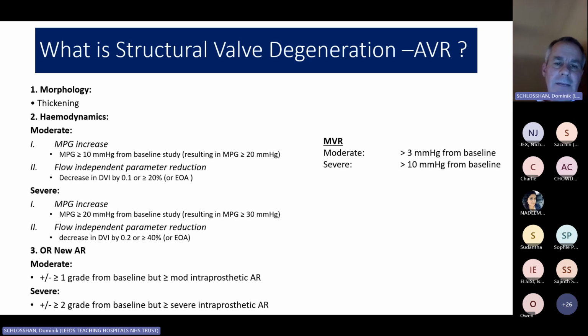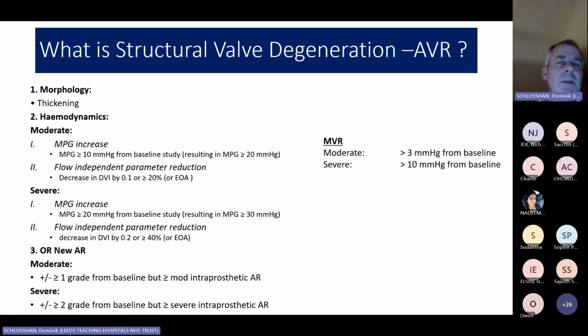I haven't put the figures in for the EOA because I just don't trust that there really is such good inter-observer variability that you can do that. So therefore the DVI is, I think, more reliable, but that's the important thing. So if we look at a valve and look at the MDT, you try to find the baseline echo, and has the mean gradient gone up?